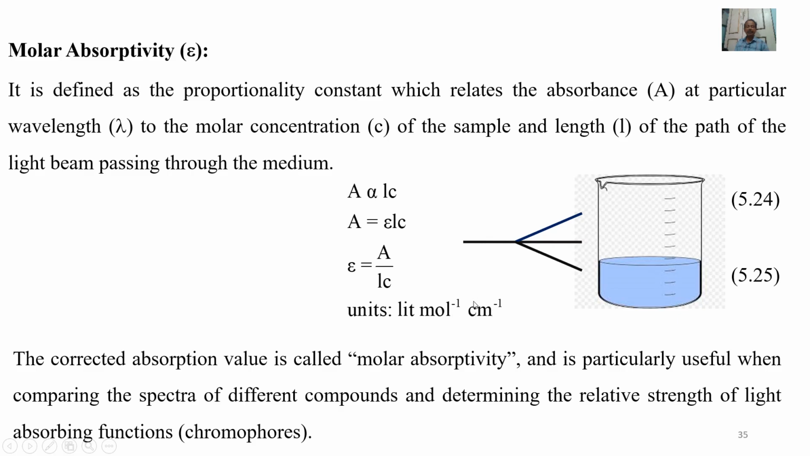And of course, we can come to know the units easily: liters, mole inverse, centimeter power minus 1. The corrected absorption value is called molar absorptivity, and it is particularly useful when comparing the spectra of different compounds and determining the relative strength of light absorbing functions, chromophores, as we call them.